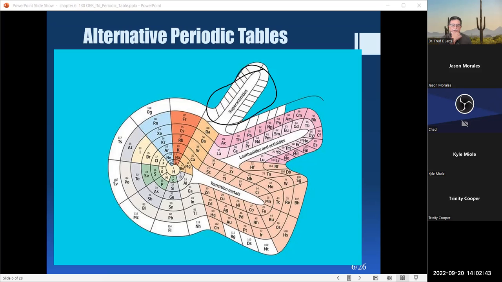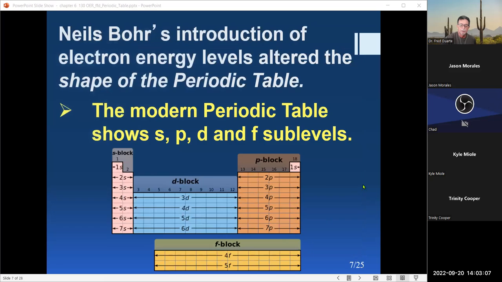Those haven't been created. We're up to 118, and some scientists, last report I read, are pretty close to 119 or 120, somewhere around there. But we'll see. Keep in mind those are radioactive and not very stable, and it takes a lot of energy to get them together. All right, but we generally stick to the one that we've been using.